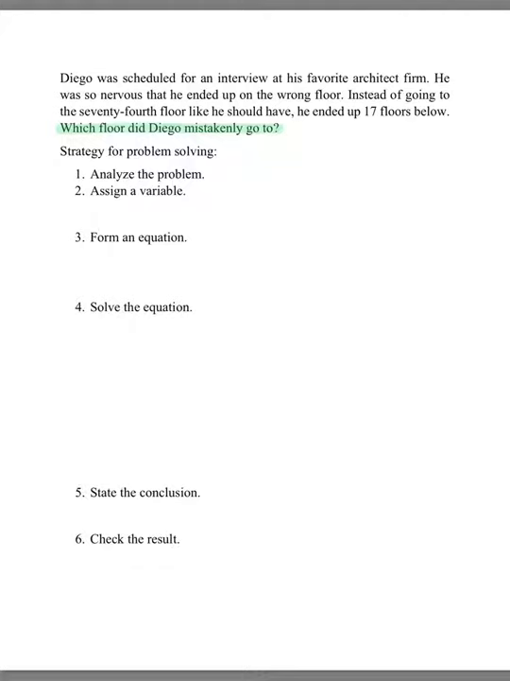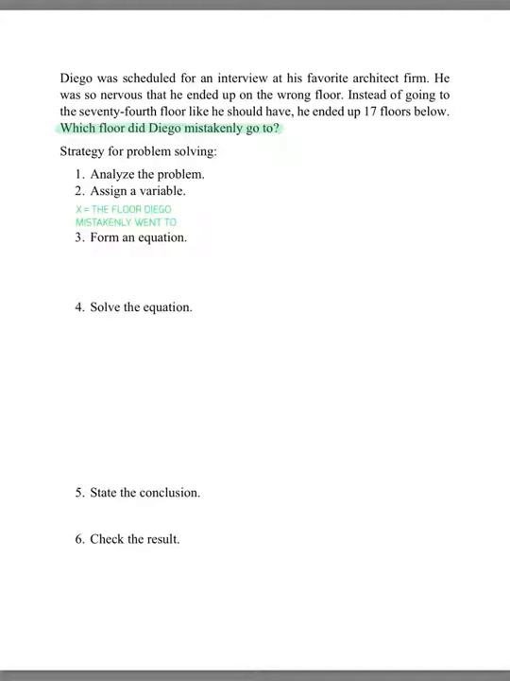Since the question asks which floor did Diego mistakenly go to, we want our assignment of the variable to reflect the question. So we're going to state x is going to equal the floor Diego mistakenly went to. Again, ideally it's the question reworded in the form of a statement. So our variable x is going to represent the floor Diego mistakenly went to. Now that we have assigned the variable, let's continue analyzing the problem and see what other information we can extract.